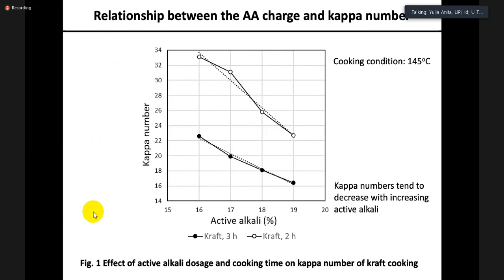So the Eucalyptus globulus unbleached pulp without additive was prepared by kraft cooking with 2 levels of cooking time, 2 hours and 3 hours, and also 4 levels of active alkali charge, from 16% until 19%. The relationship between active alkali charge and kappa number showed that the 3 hour cooking unbleached pulp had lower kappa numbers than those of 2 hour cooking. It showed that prolonging the cooking time to 3 hours can reduce the kappa number by about 6 points at the same active alkali.